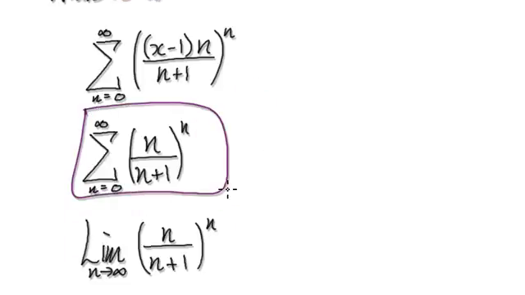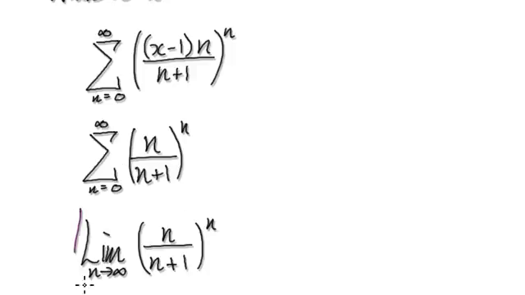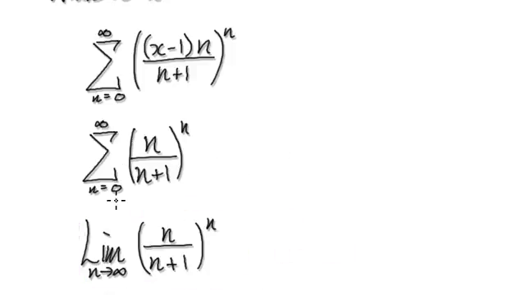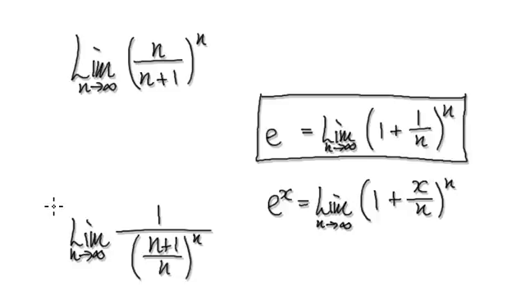In order for any series to converge, the limit must head towards 0. As it turns out, the limit of this thing here doesn't head towards 0, so we know it's going to diverge, but we need to see that. So we need to find the limit of this. So in the previous video, we got to this stage here.